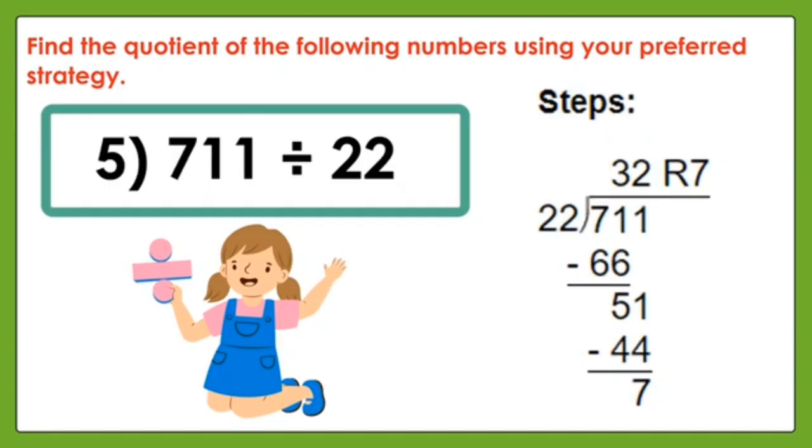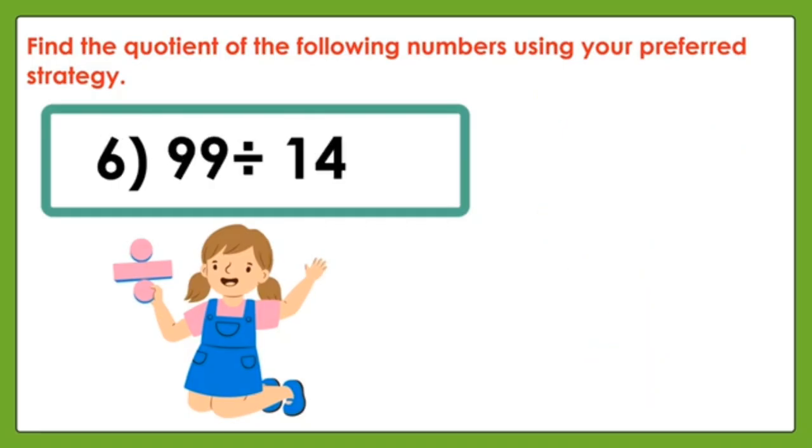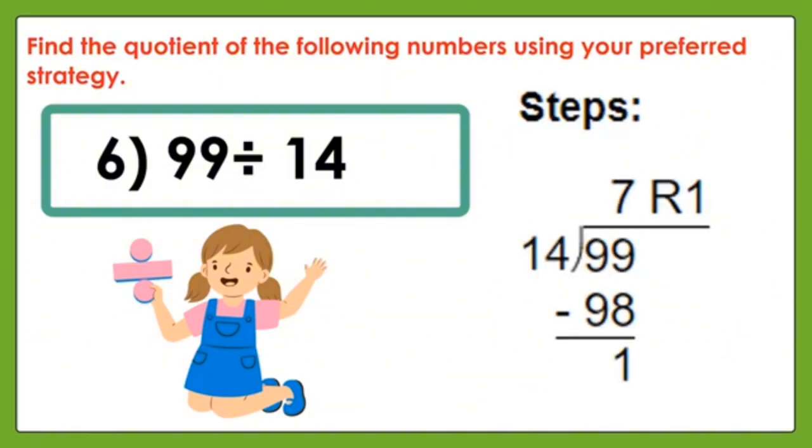Number 5, 711 divided by 22. The answer is 32 with remainder 7. Number 6, 99 divided by 14. The answer is 7 with remainder 1.